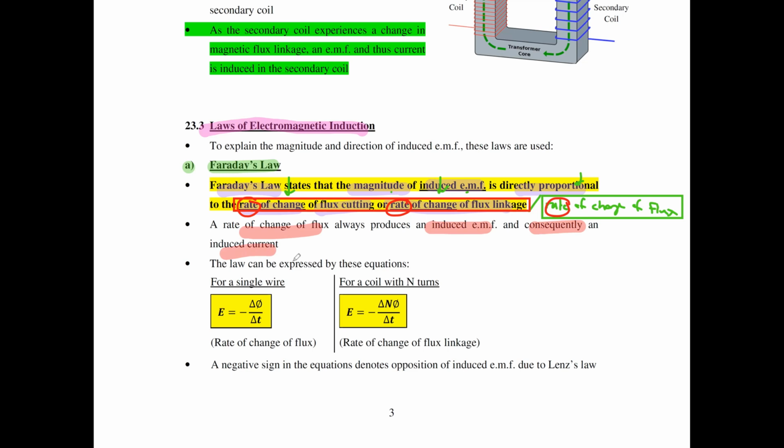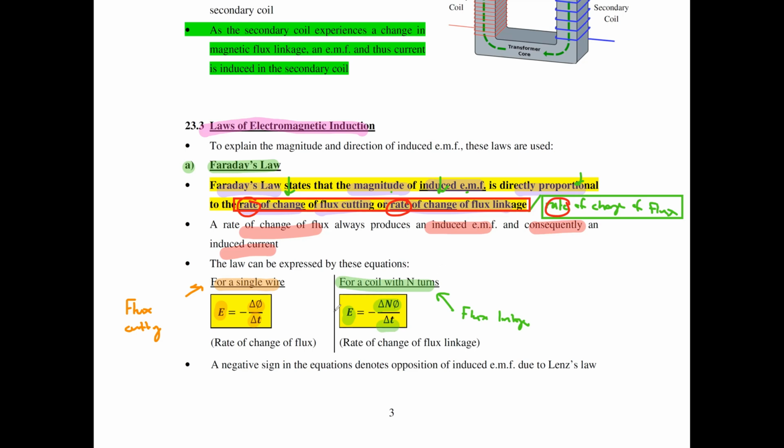If you want to summarize this law in the form of equations, there are usually two forms of it. If you're talking about a single wire, this one usually relates to flux cutting by a wire. Your induced EMF, E, is equal to change in flux cutting divided by time. And then for a coil with N turns, this one usually refers to flux linkage. Your induced EMF is equal to the rate of change of flux linkage.